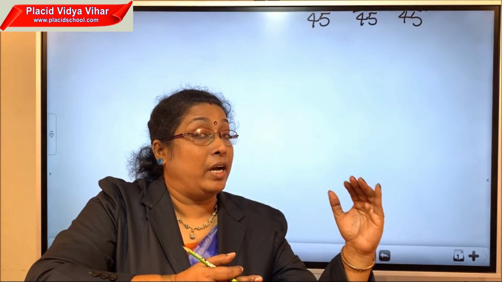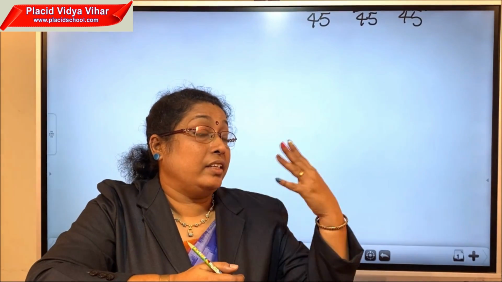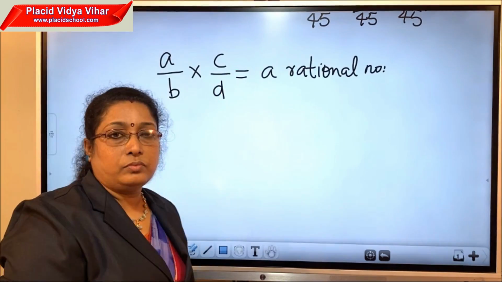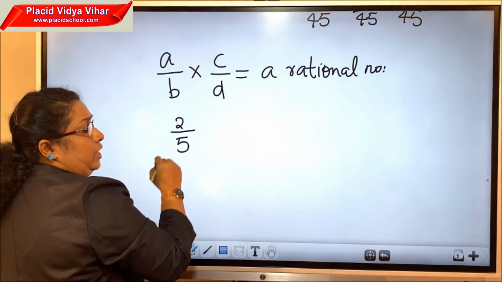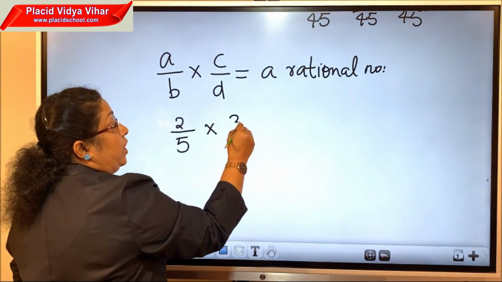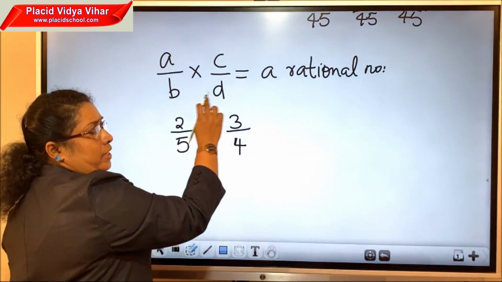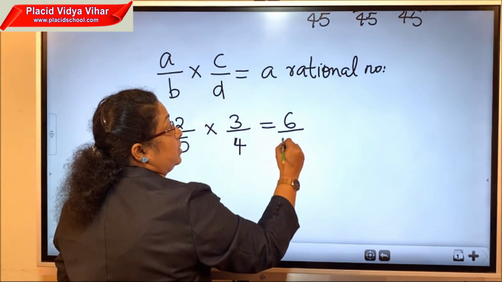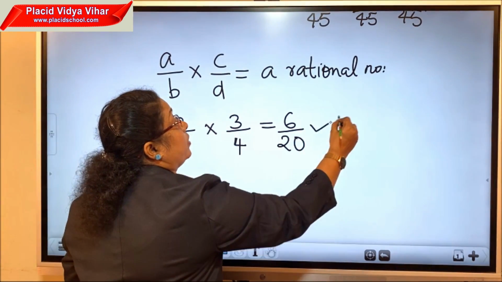How to check for multiplication? If we have two rational numbers, a by b and c by d, multiply that rational numbers a by b and c by d, then the answer that we are getting must be also a rational number or not. Let us check. So let us take some example. 2 by 5, a rational number, into 3 by 4. Multiply this and look. Multiply the numerator. 2 into 3, it is 6. And 5 into 4, it is 20. Here 6 by 20 is a rational number. So here closure property satisfies.